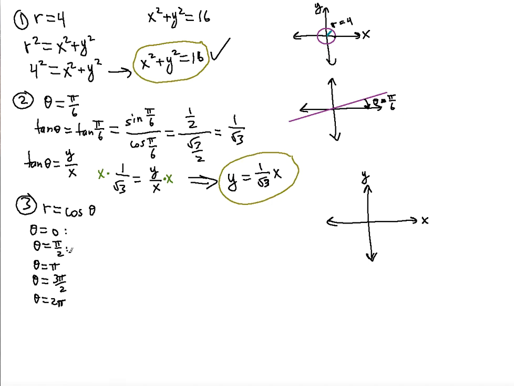Okay, so in those cases, cosine of 0 is going to be 1. Cosine of pi over 2 is 0. Cosine of pi is negative 1. And those are the r values. Keep in mind, these are the r values because r depends on theta. So we're checking theta, the input, and the output is the r, the radius, the distance from the origin. Now cosine of 3 pi over 2 is going to be 0 once again, and then finally cosine of 2 pi is going to be the same as cosine of 0, that's 1.